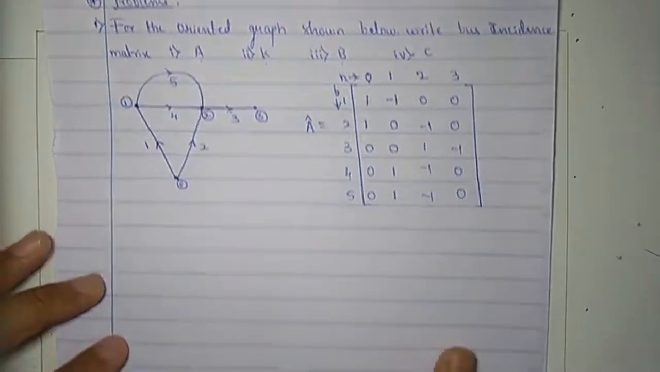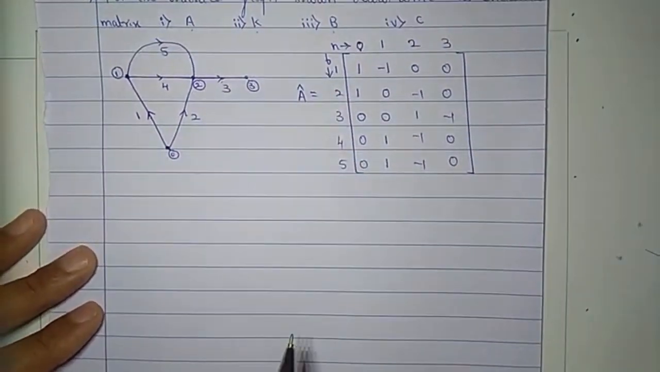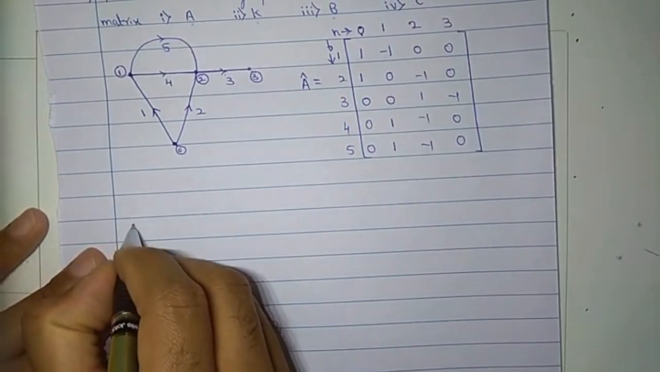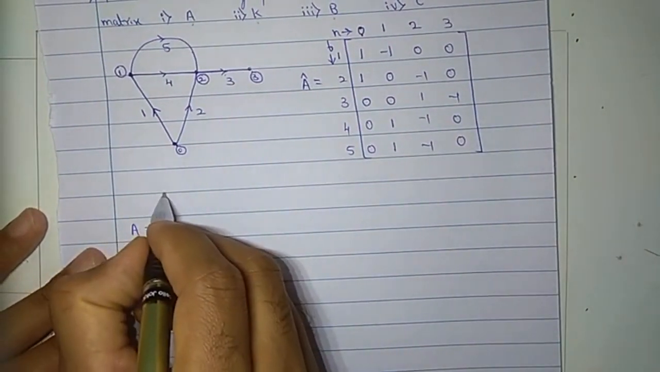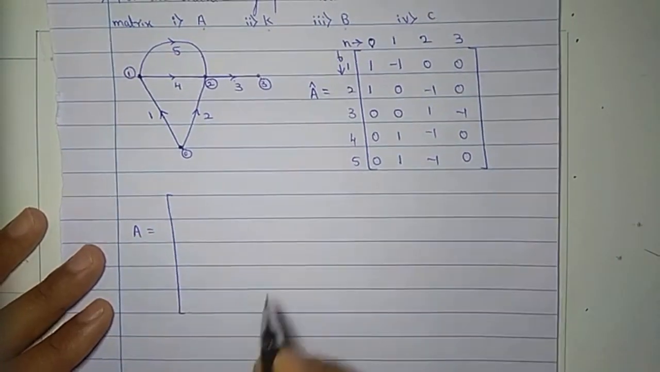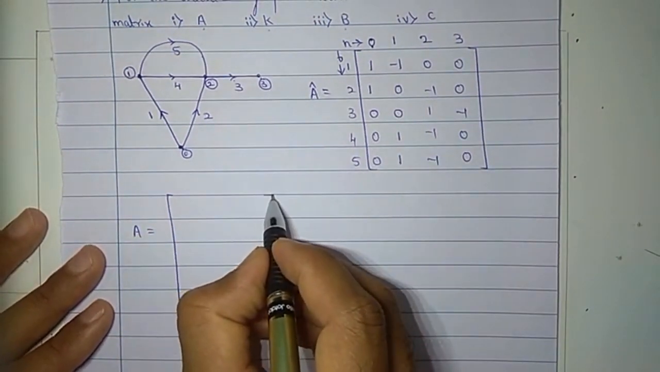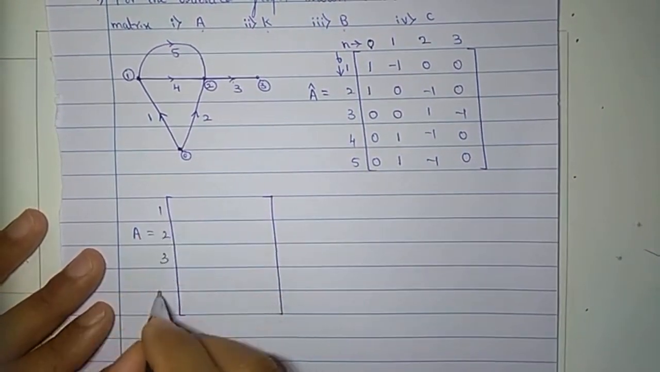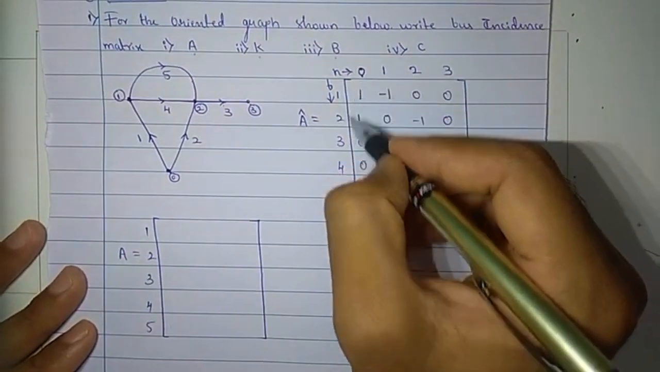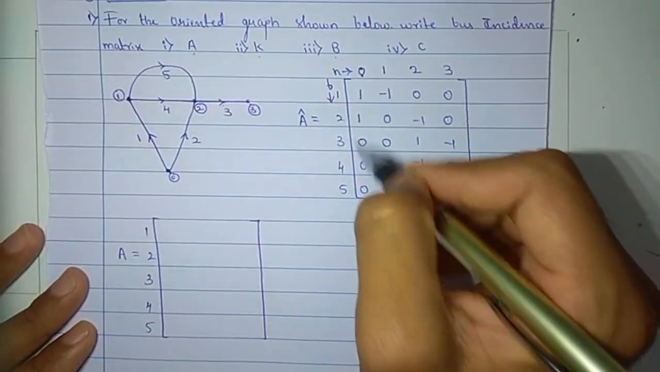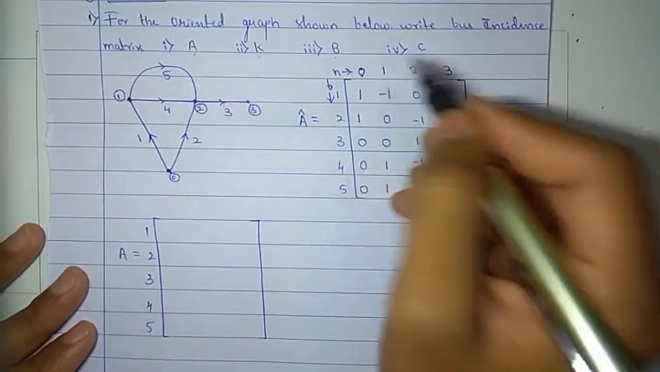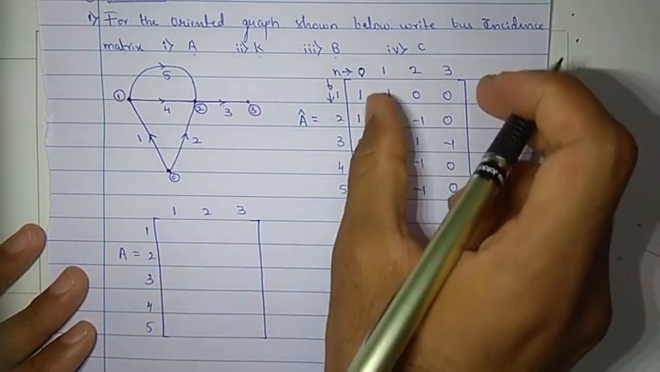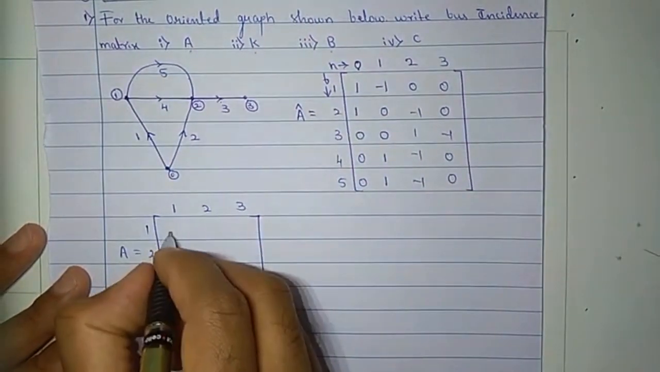So once after we get this A cap matrix, I have said try to write a reduced incidence matrix, that is A. In reduced incidence matrix, I have already told we need to eliminate this reference node. If you eliminate this reference node, then we will be getting only node 1, node 2 and node 3. Rest other matrix remains as it is.